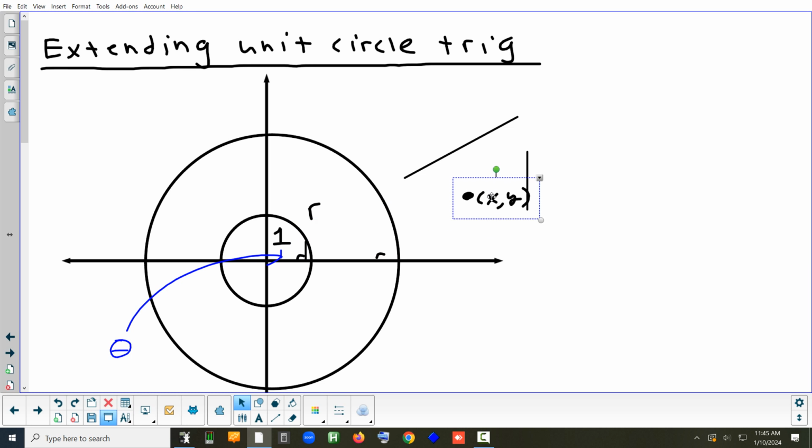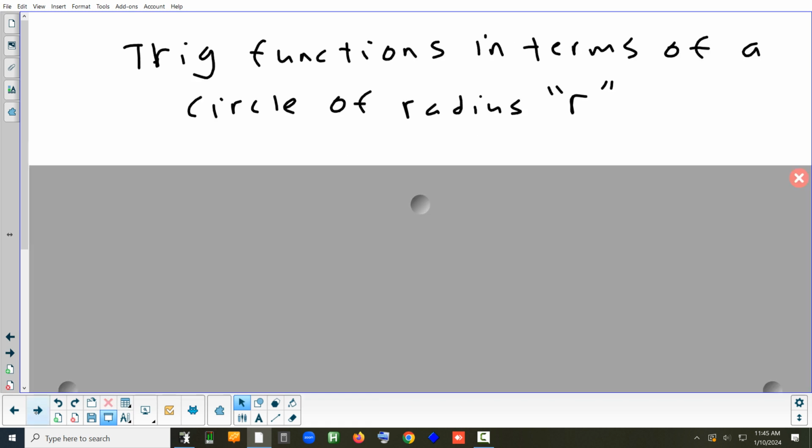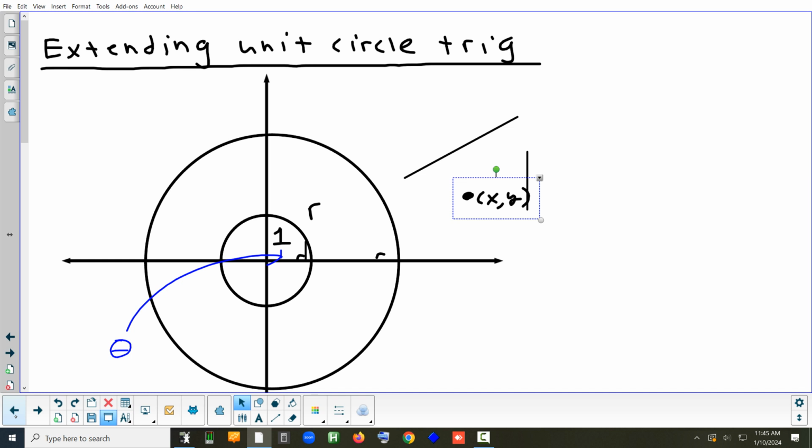Okay, when we did unit circle trig, what was the radius on the circle? 1. Okay, and I may or may not have told you, but whether you do it on a circle of radius 1, 2, 5, or 20, it doesn't really matter. We can extend the 6 trig functions that we already know from unit circle trig to a circle that's any size we want. 1 is the easiest, but if they don't give you a circle with radius 1, we can still do it.